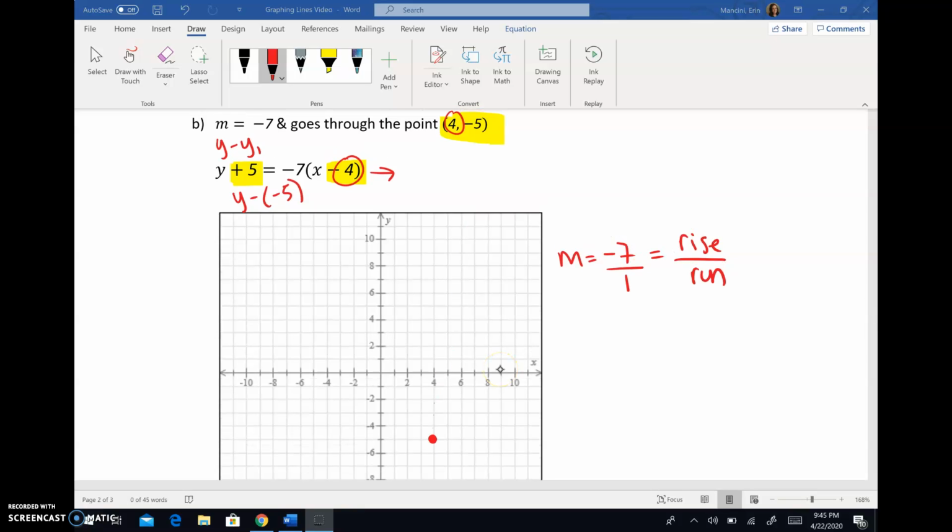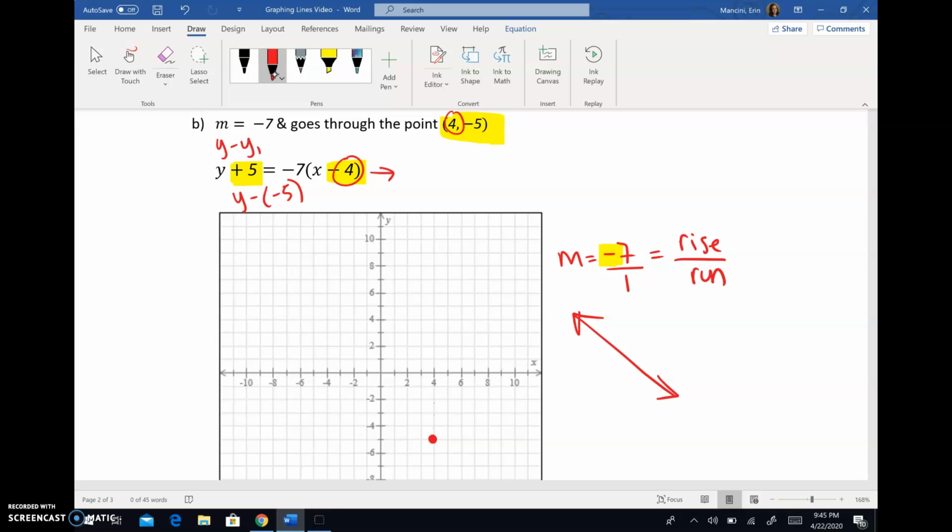Okay, so I have this point on my graph, and the slope tells me how to move from that point, whether it's a y-intercept or 4, -5. So I'm going to rise 7, run 1. But remember, our slope is not just 7, it's actually -7. So if we want a negative slope, it's got to be decreasing. So when you read it like a book, left to right, it's got to be going down, like so.